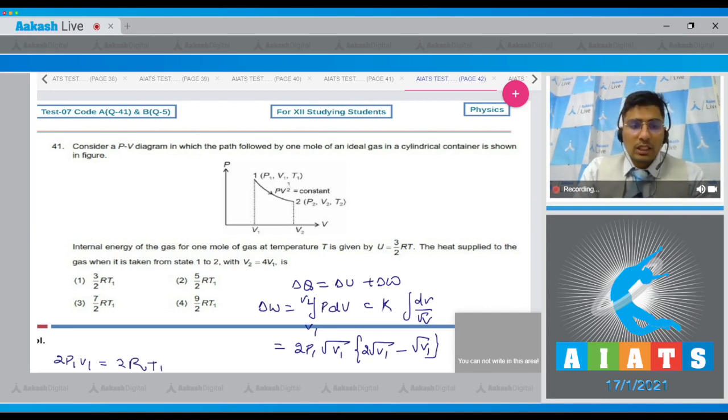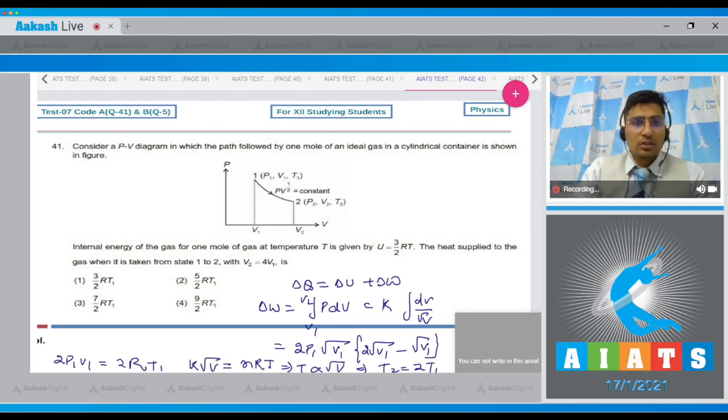Now PV is equal to nRT. This means that K root V is equal to nRT, or T is proportional to root V, and hence T2 is equal to 2T1.